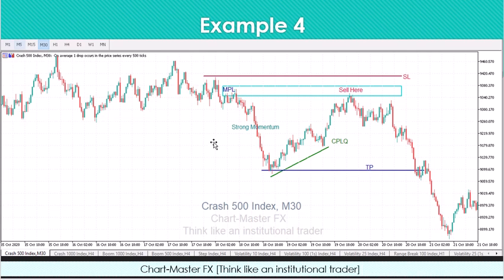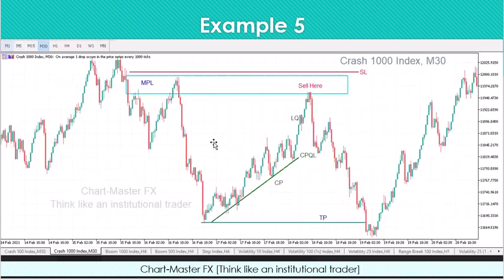Why? Because there is a confluence. That's why I encourage you guys to understand the full course, because once you see some things doing a confluence, it actually helps your trades to have a great possibility of being successful. Let's go to example number 5.